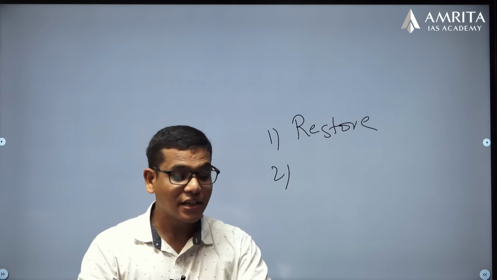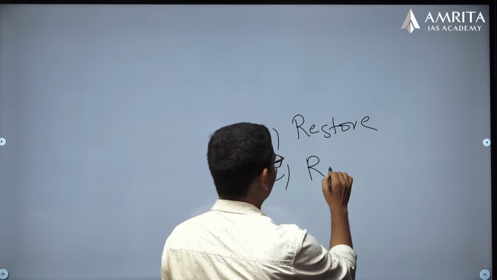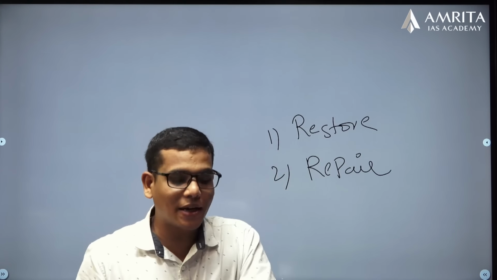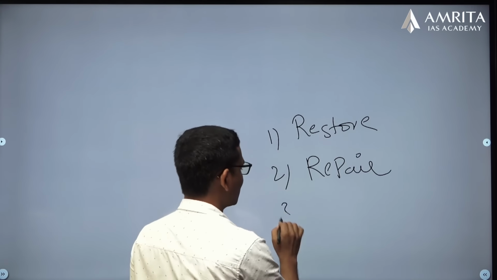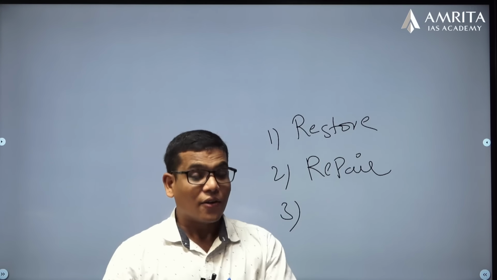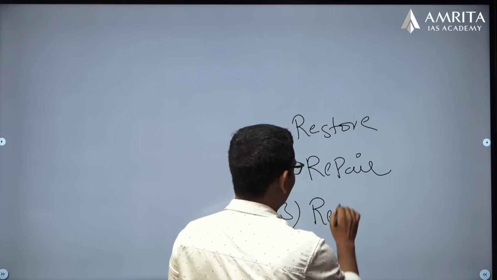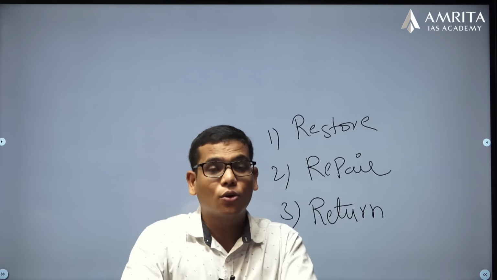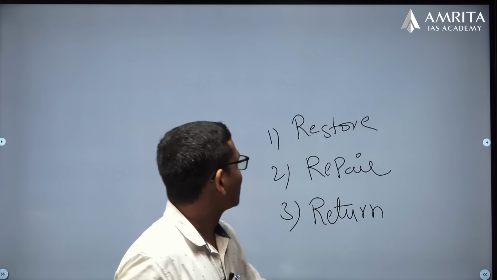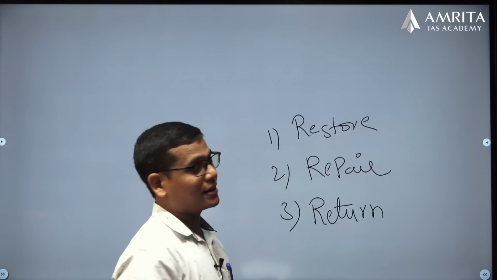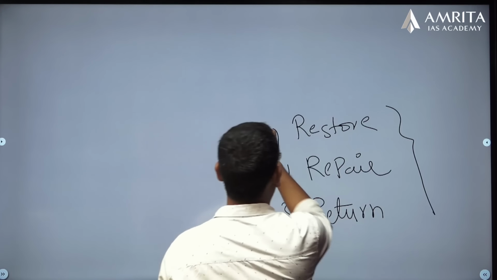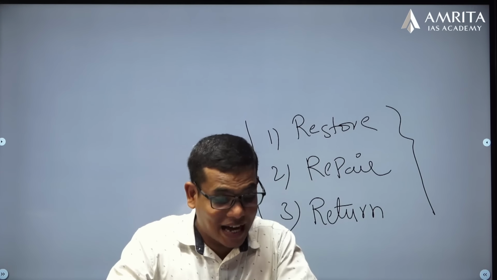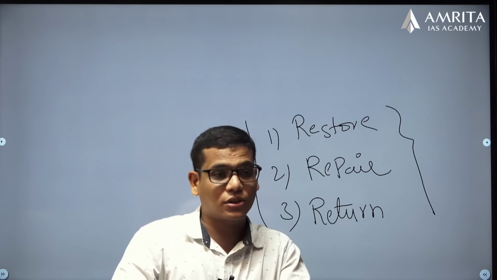And the second one is we need to repair the ocean ecosystem. And the third one is we must return to the sustainable use of oceans and seas. So restore, repair, return. This is very, very important, and that balance you must bring in using the resources as well as protecting the resources.